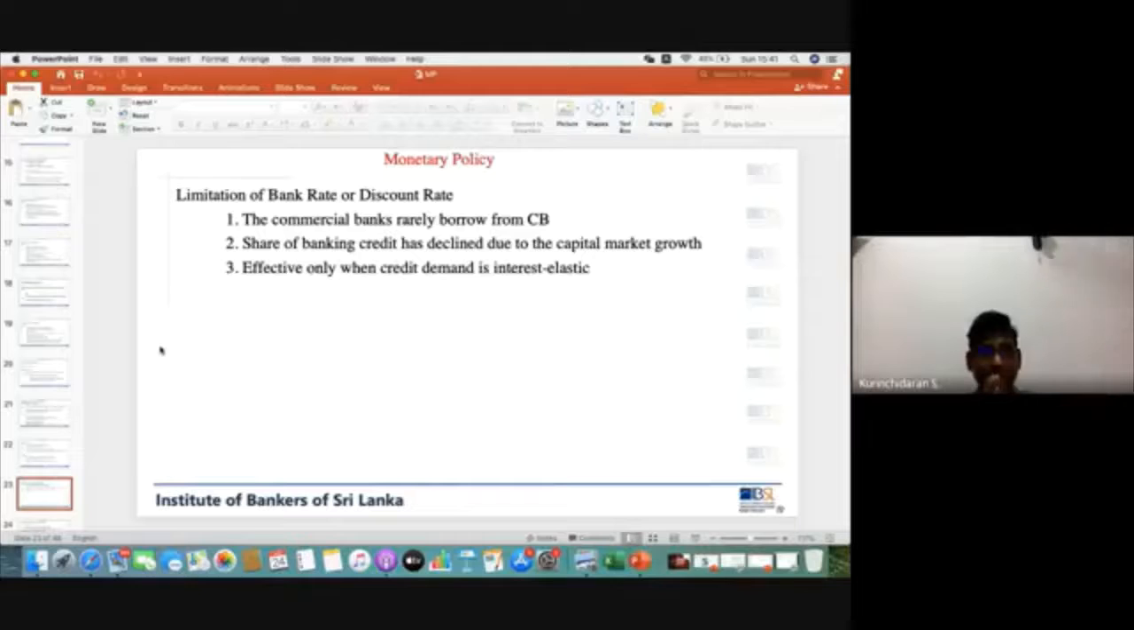And finally, the bank rate is effective only when credit demand is interest elastic, as we discussed, right? If it is interest elastic, when you reduce the interest rate, the credit demand will go up. But if it is inelastic, then it won't happen as expected.